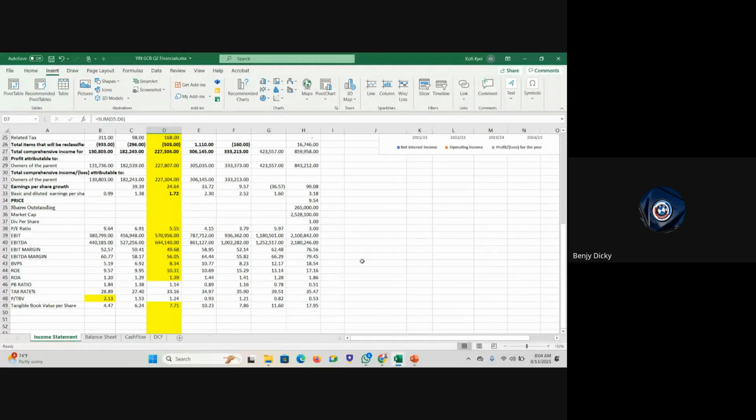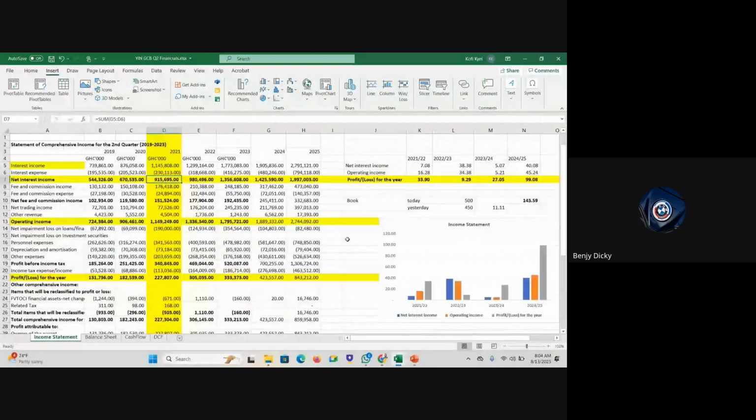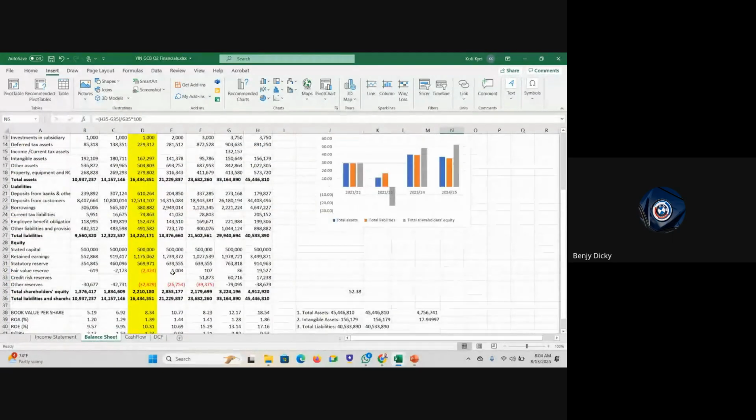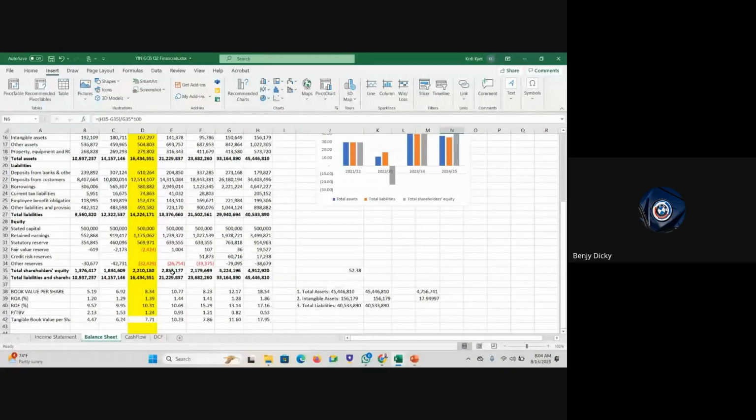So we're talking about the income statement. With the income statement, we focus on three main things: the net interest income, operating income, and profit or loss for the year. So when it comes to the balance sheet, I want to ask what things should we focus on at the balance sheet and what should we also focus on in the cash flows?